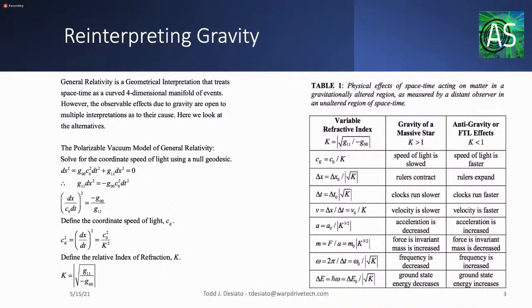And as such, in that frame, the distance between those 2 points is shorter, and you can travel to it faster than light without actually exceeding the speed of light in your frame.